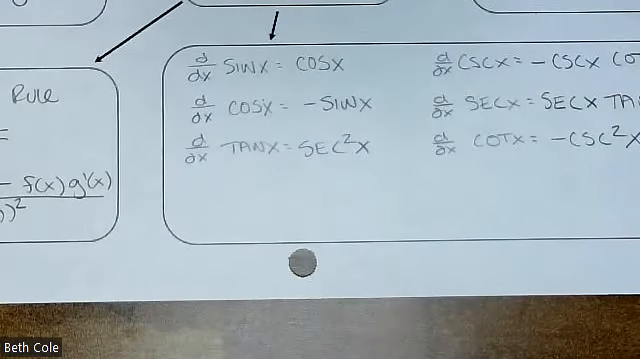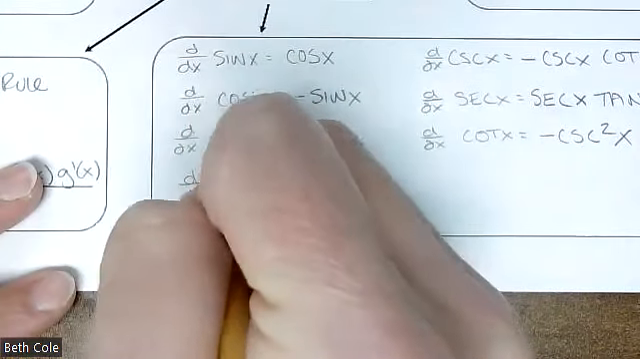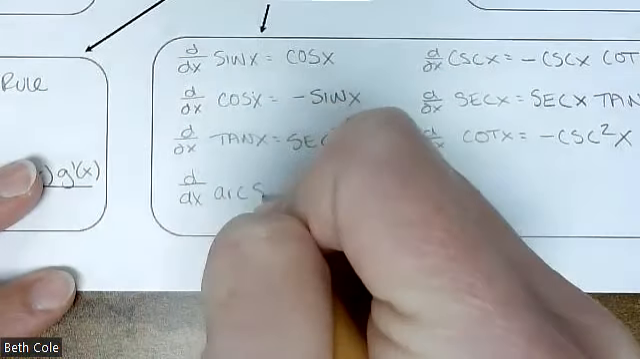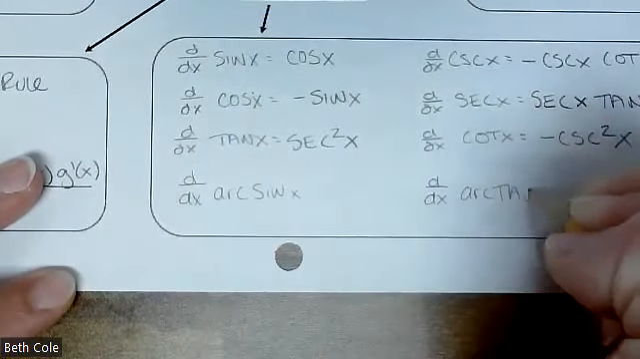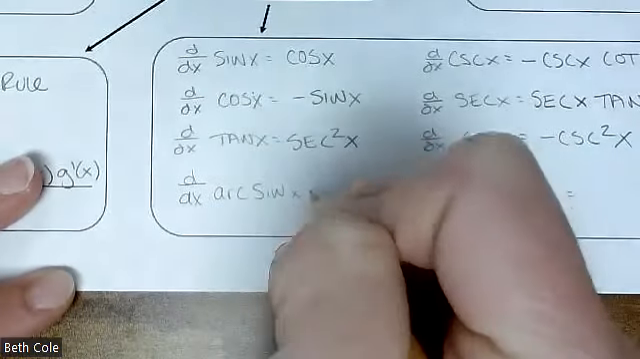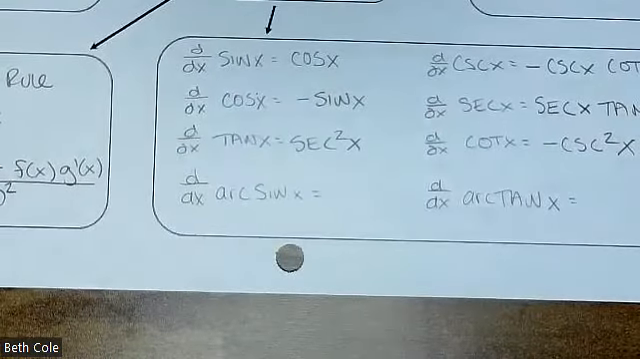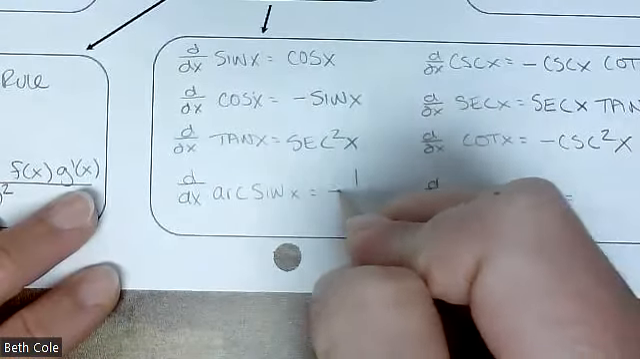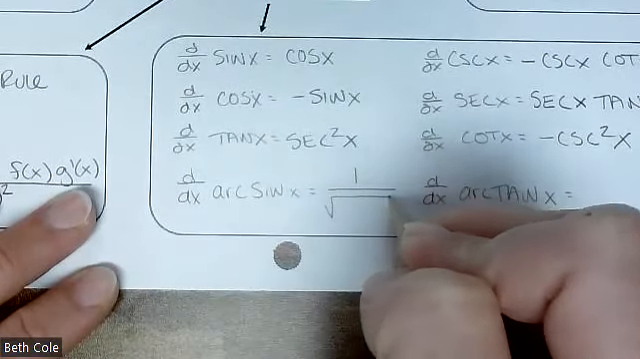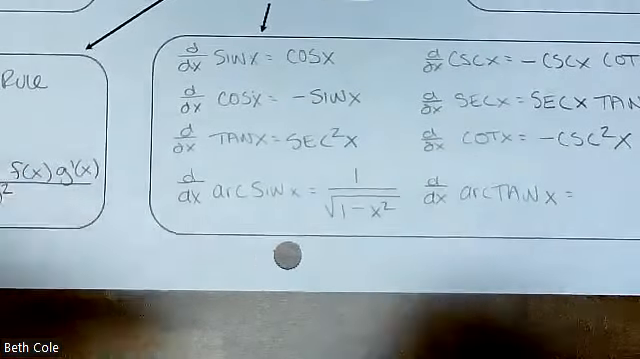All right, so there are a couple of the inverse trig functions, the arc trig functions, that you have to know as well. So we're going to do the derivative of arc sine and the derivative of arc tangent. For right now, just put those two. So the derivative of arc sine is 1 over the square root of 1 minus x squared.